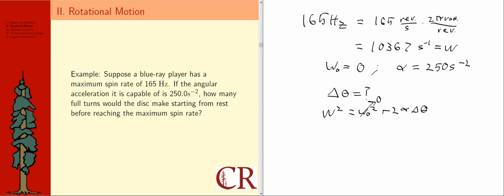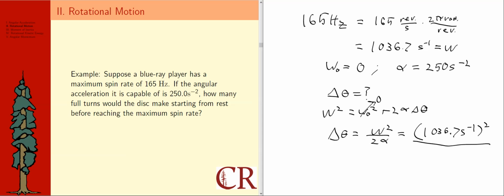I think that gives me something to do here. I can get rid of this one as a 0. I like to do that first because it makes things look simpler. So omega squared is equal to 2 alpha delta theta. If I divide both sides by 2 alpha, I get omega squared over 2 alpha. Then I can take the numbers I have, the 1036.7 radians per second squared, divided by 2 multiplied by the 250 radians per second squared.